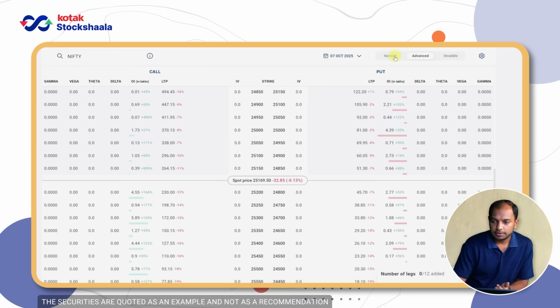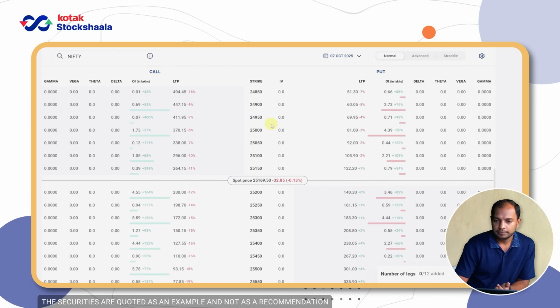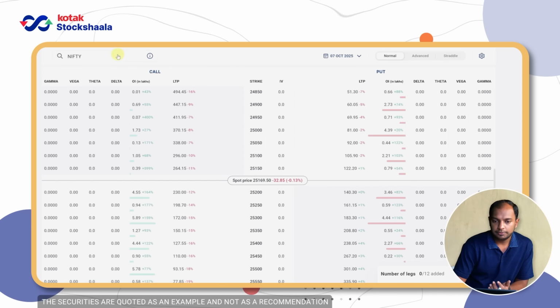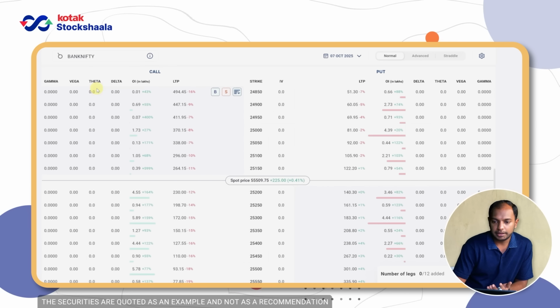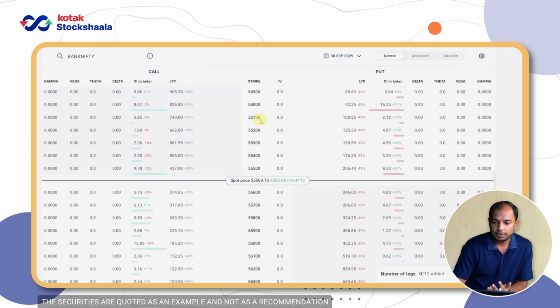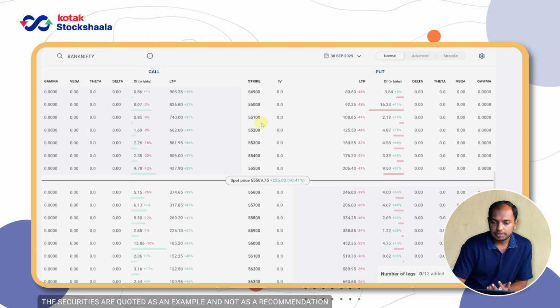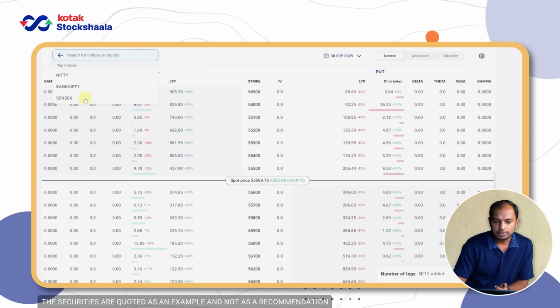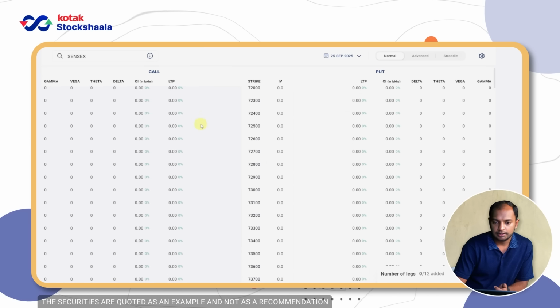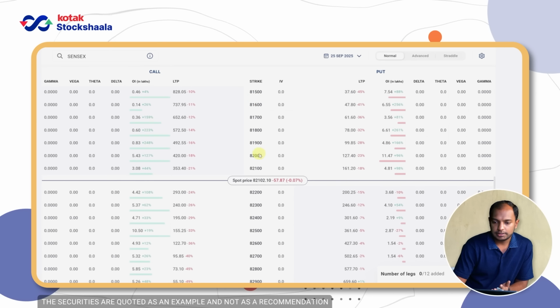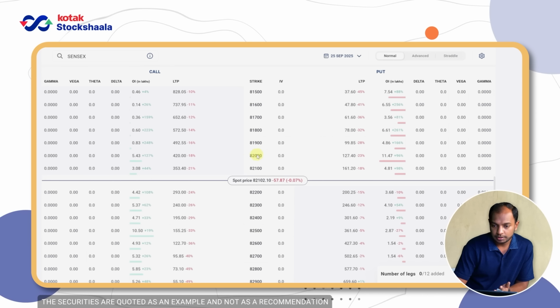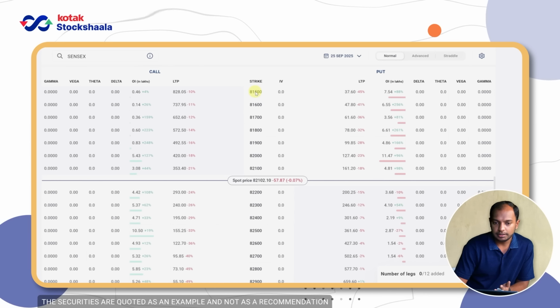Let's go to a normal option chain. This is an advanced one. So here you can see that whether you choose Nifty or Bank Nifty, all of them automatically have different strikes which are predetermined and predefined. So let's also go to Sensex. When you go to Sensex, again you can see here the difference is of about 100 rupees for each strike.